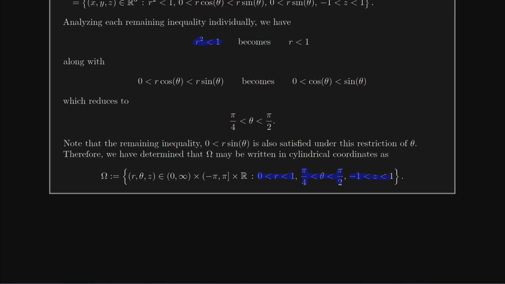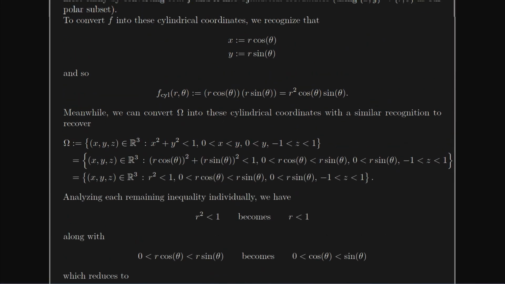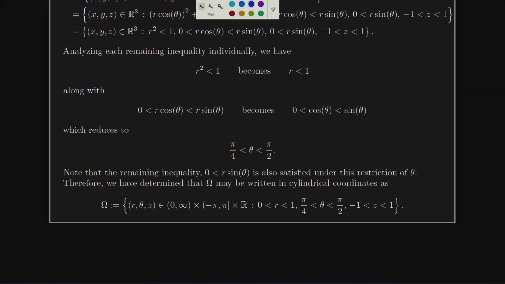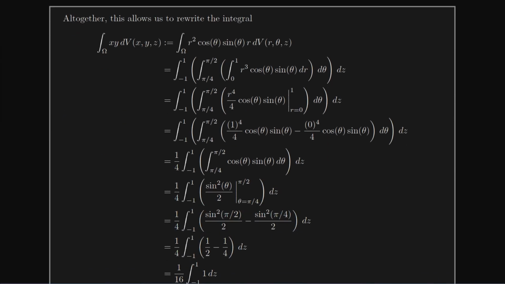And of course, z has been coming along for the ride this whole time. z is now between -1 and 1. And so our function, we're going to integrate this function, r squared cosine theta sine theta, over this domain, omega, which is r between 0 and 1, theta between pi over 4 and pi over 2, and z between -1 and 1. We're going to integrate that function over that domain, and it's going to look like the following.